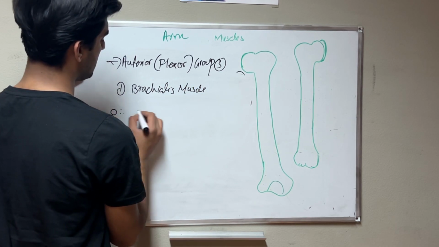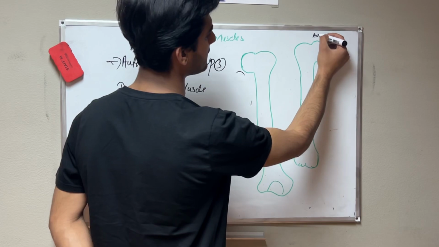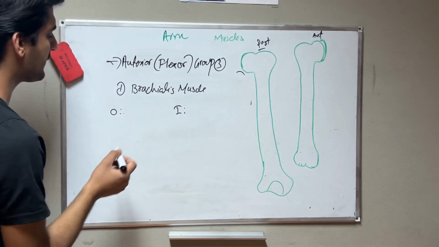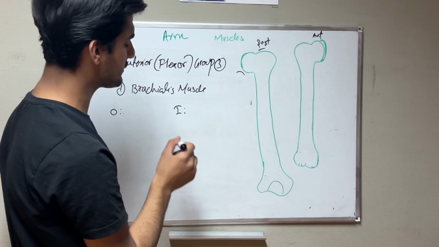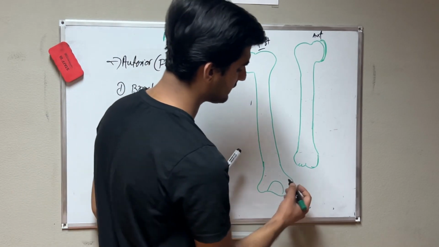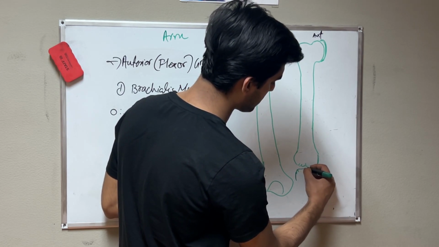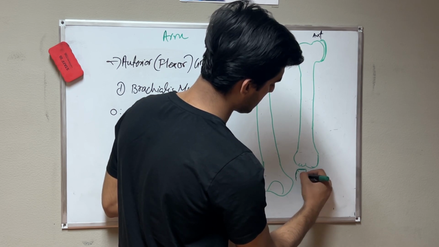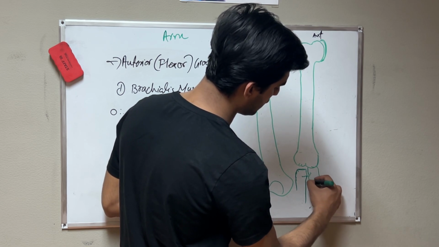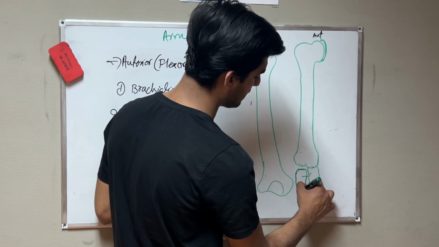Now the origin, insertion and function of this muscle. First, this is the anterior view of the humerus and this is the posterior view of the humerus. I am showing the anterior view because the brachialis muscle is in the anterior flexor group. Here I will draw the radius laterally, and here we have the ulna bone, with the radial tuberosity and the ulnar tuberosity.